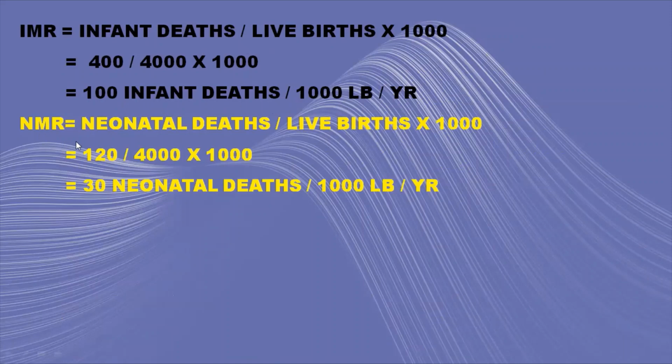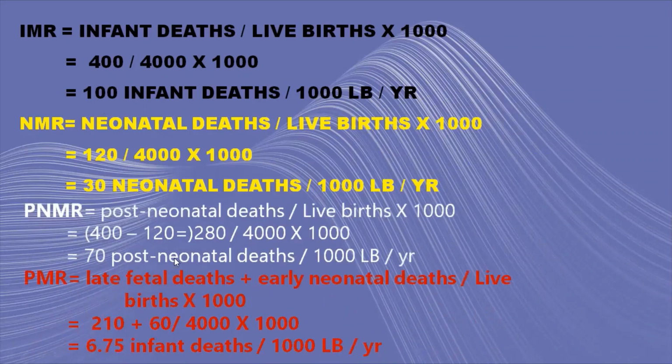The next is neonatal mortality rate. So it is neonatal deaths by live births into 1,000. So neonatal deaths are 120. They died within 28 days. Divided by 4,000 into 1,000. So it is 30 neonatal deaths. So you can see here infant deaths 0 to 1 year there are 100 infant deaths. So neonatal deaths are 30, means first 28 days 30. So postnatal will be 100 minus 30. So it should come 70. Like this you can confirm your result.